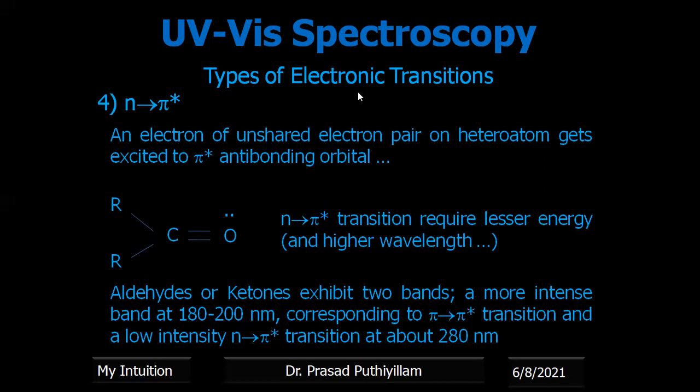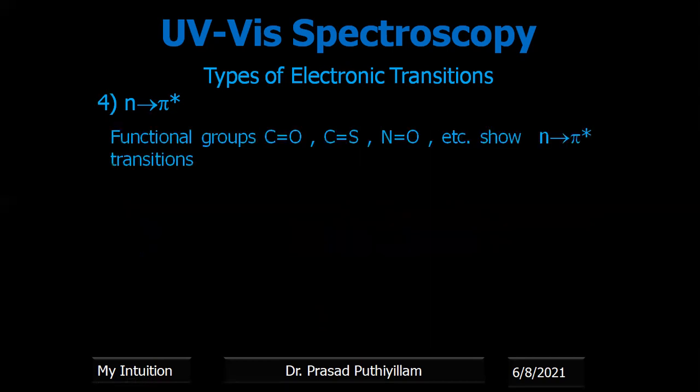Intensity means the peak: when we obtain a sharp peak that goes bigger, more UV visible radiation is absorbed, and we are getting more intense peaks. Even functional groups like C double bond O, that is the carbonyl functional group, C double bond S, even C double bond N, heteroatom groups, show us n to pi star transitions.